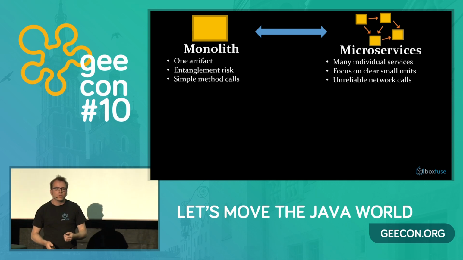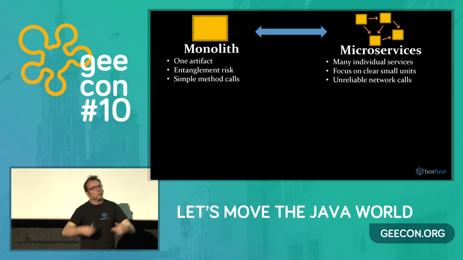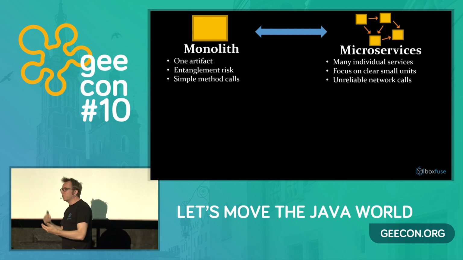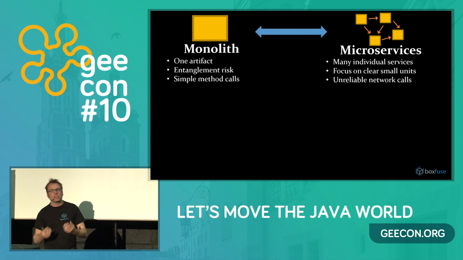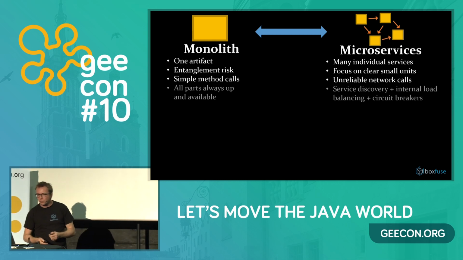On the other hand, microservices, we introduce the network in between that can fail. We have latency in between. So we have all kinds of things where we may need to be introducing retries and handling all kinds of failure conditions. Parts may not be available that were there before. So more things to think about.